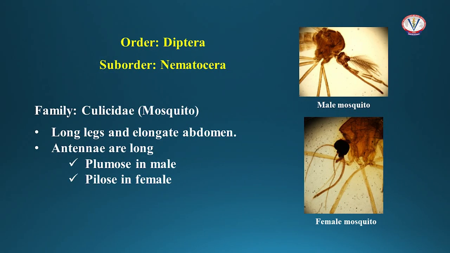Order Diptera, first the suborder Nematocera, family Culicidae, the mosquitoes. They have long legs and an elongated abdomen. Antennae are long and are plumose in males and pilose in females.